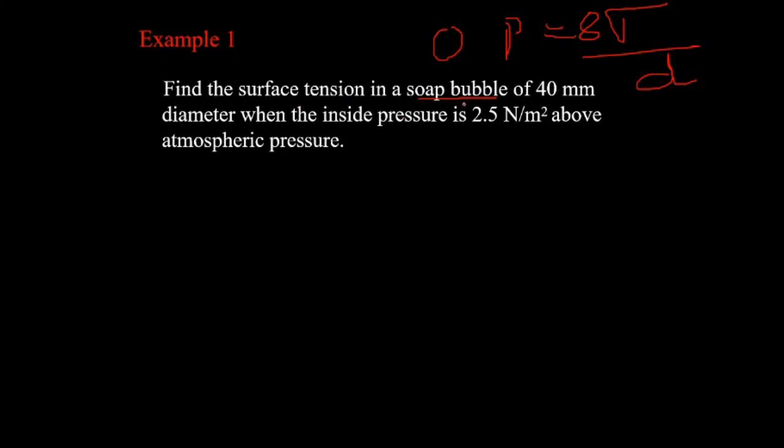Okay, we have to find the surface tension in a bubble of 40 mm diameter. So diameter is given, 40 mm. The inside pressure is given as 2.5 Newton per meter square above atmospheric pressure. So they have given the diameter of the bubble, 40 mm, and the inside pressure, 2.5 Newton per meter square. This is meter square, so this is mm, so we have to convert this mm into meters, that is 40 into 10 power minus 3.